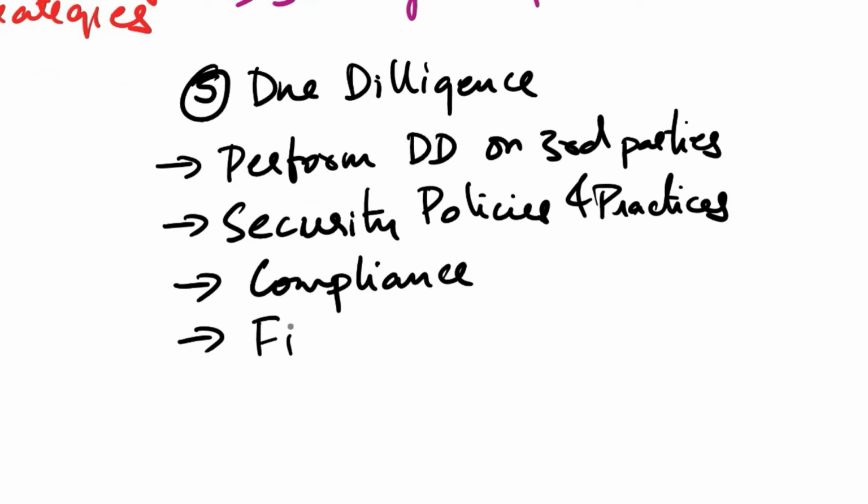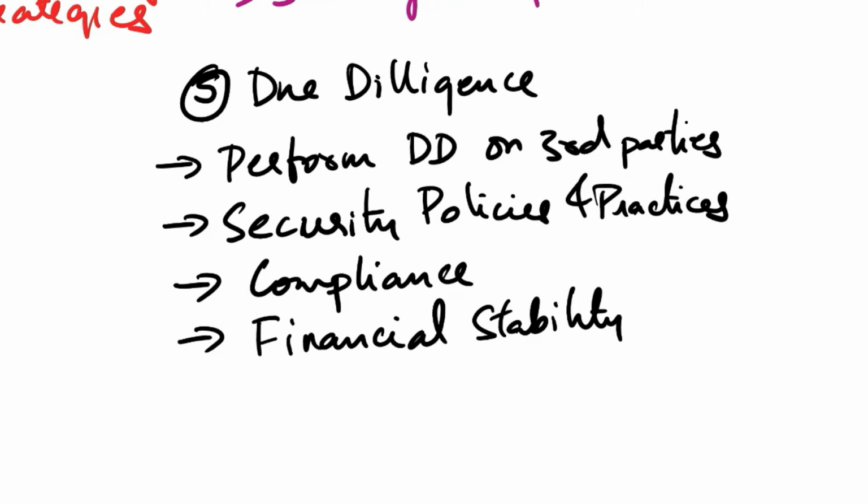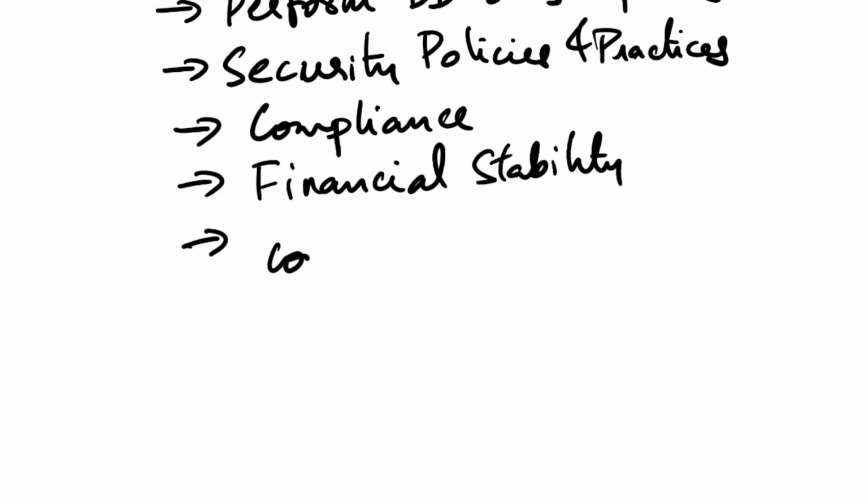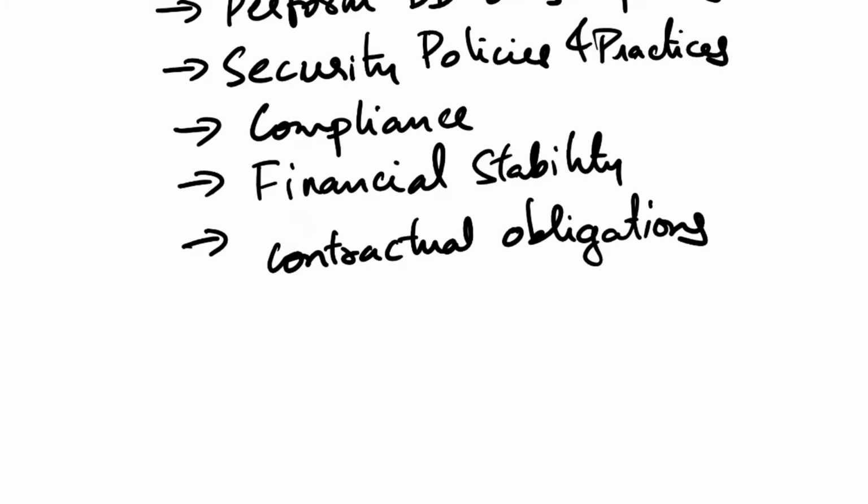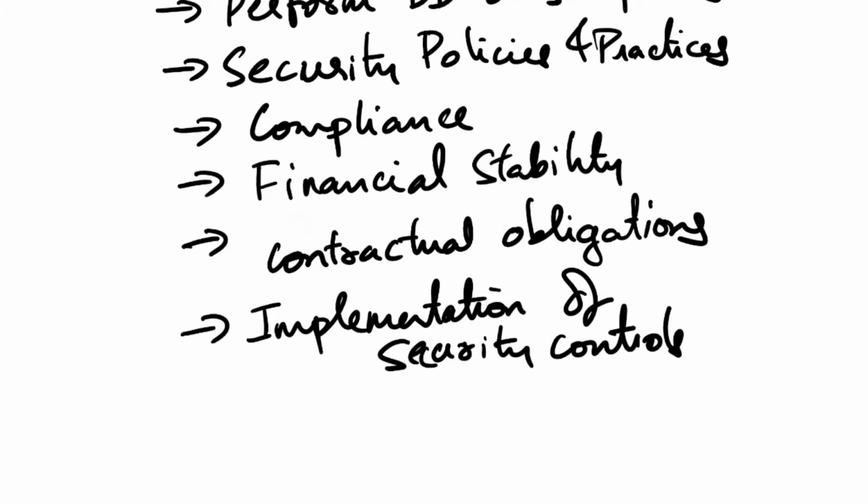Next, financial stability. Evaluate the financial stability of the third party. A financially unstable vendor may pose risks to the continuity of services or introduce operational disruptions. Next, review and assess the contractual obligations outlined in agreements with the third party. Ensure that security requirements, data protection clauses, and incident response expectations are clearly defined. Next, verify the implementation of security controls by the third party.